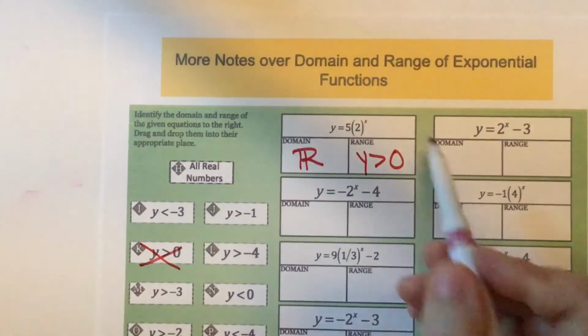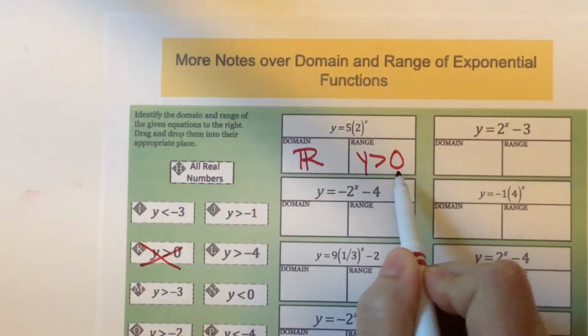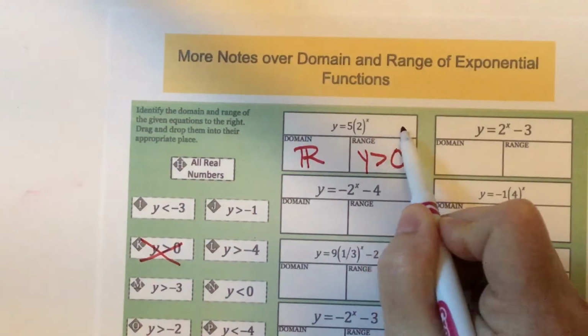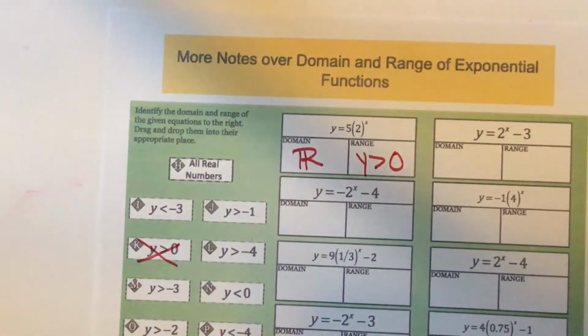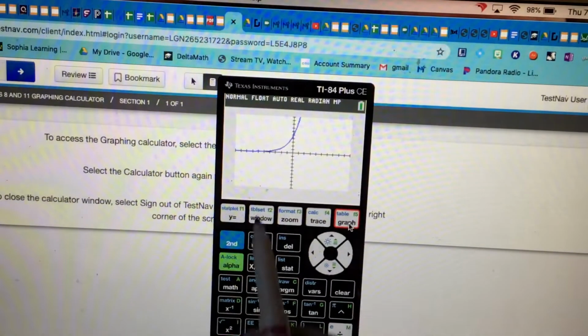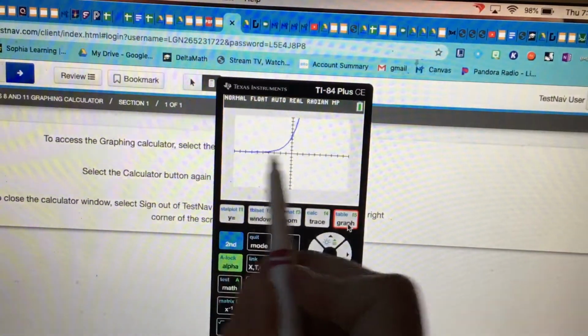All right, so remember, this will always be a 0 over here if you don't see a plus or a minus in the back. That's because the asymptote is always right on the x-axis if there's not the plus or minus in the back.